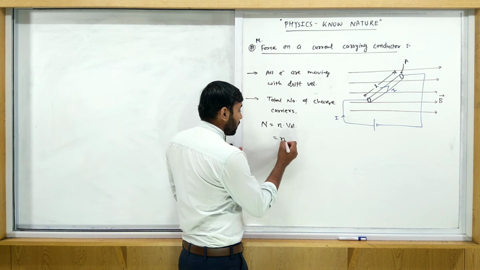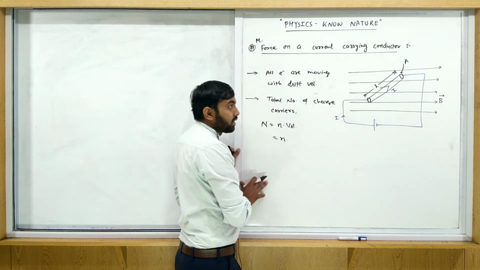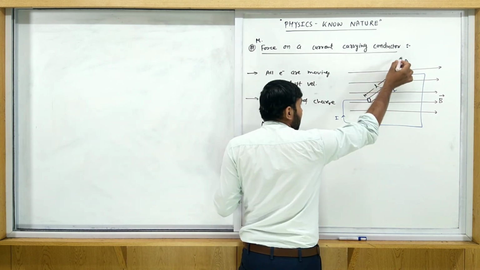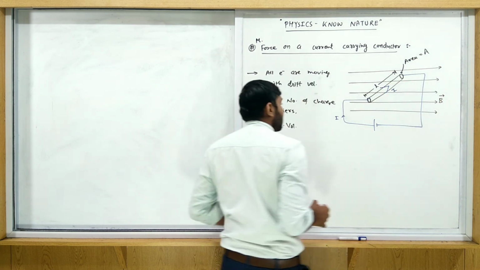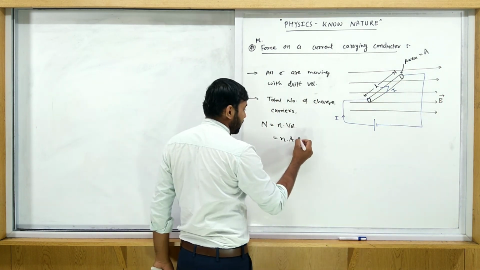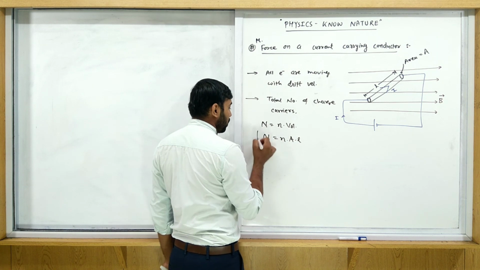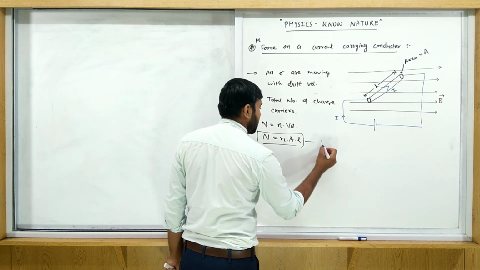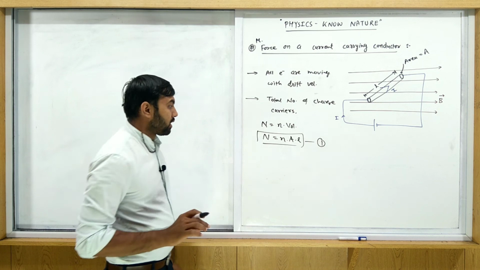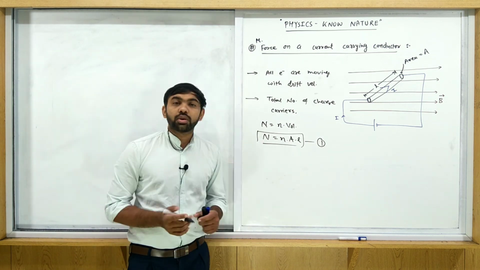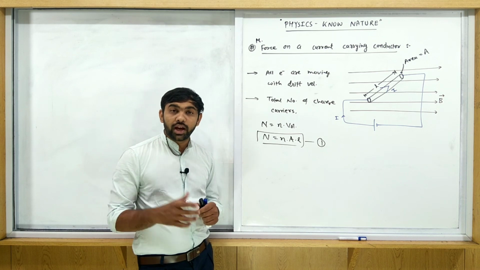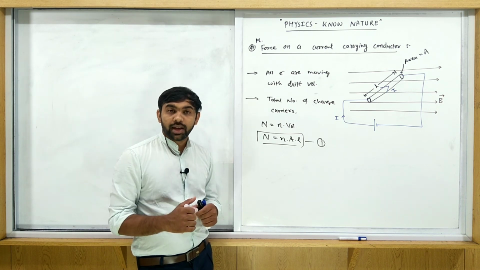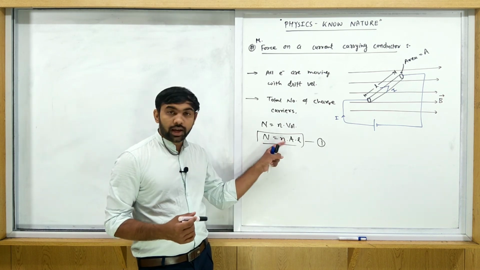What is the volume of this conductor? The cross sectional area is A and the length is L, so it is equal to n into A into L. That is the total number of charge carriers present inside. So the total charge is q, and q is equal to Ne, as we know, where N is this number and e is the charge.